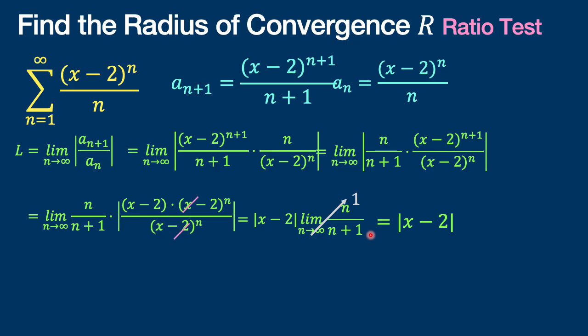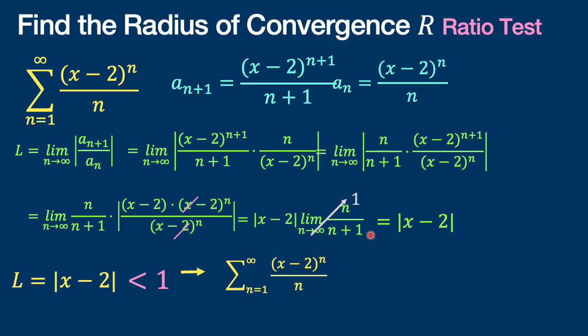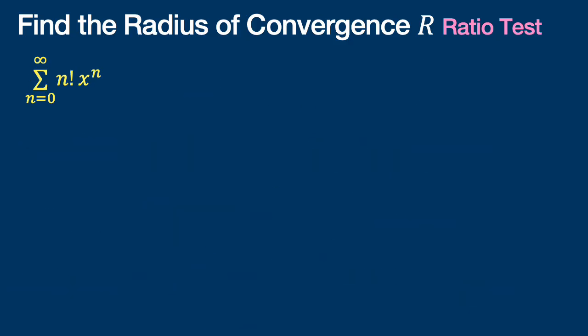Now, the ratio test says if L, the absolute value of x-2, is less than 1, the series is gonna converge. What is R here, guys? The absolute value of x minus the center, which is 2, less than R, the series is gonna converge. So the R value is gonna be 1. That's how you find the radius of convergence.